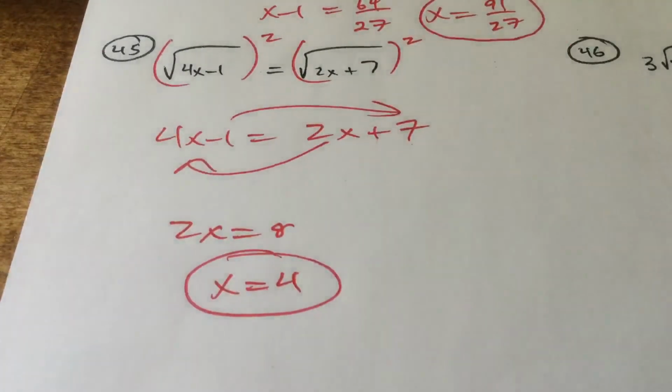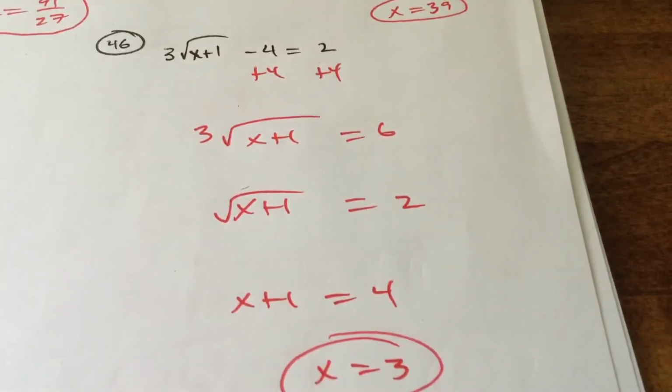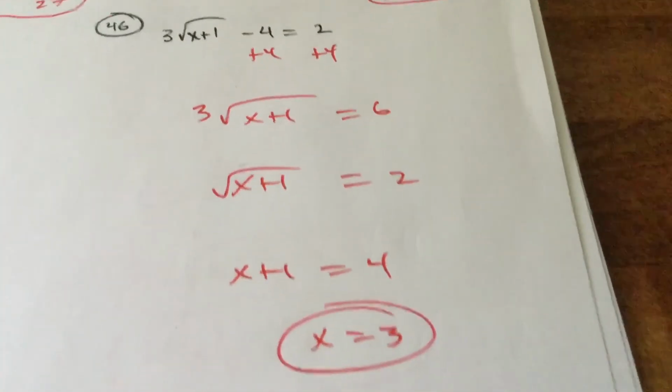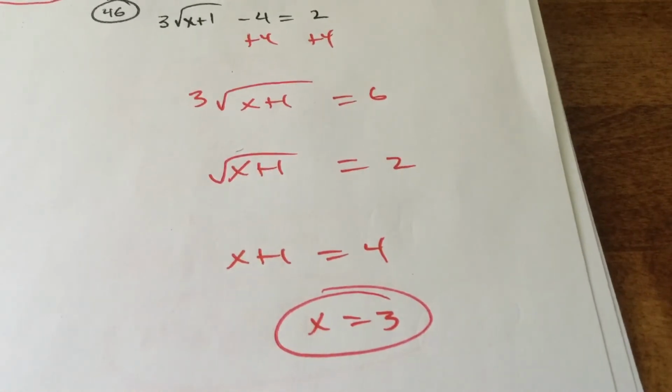Simply square both sides, and then your answer is pretty easy to get. Add 4 to both sides, just like you did in 43, only when you divide by 3 this time, you get a nice 2. You're going to square both sides.